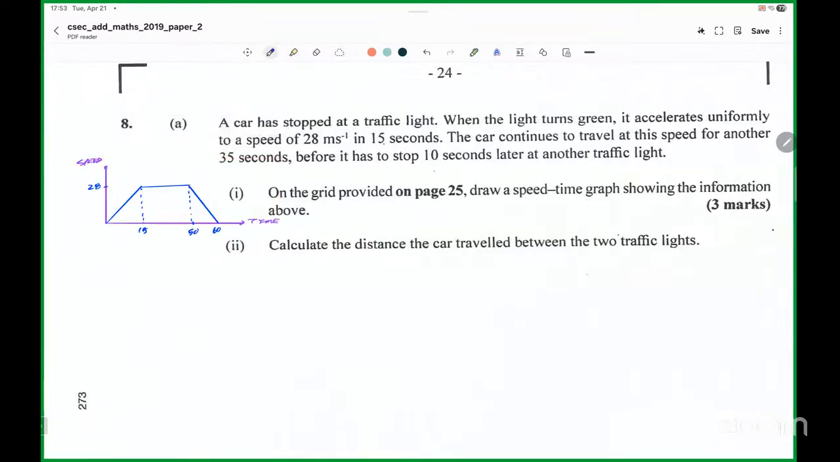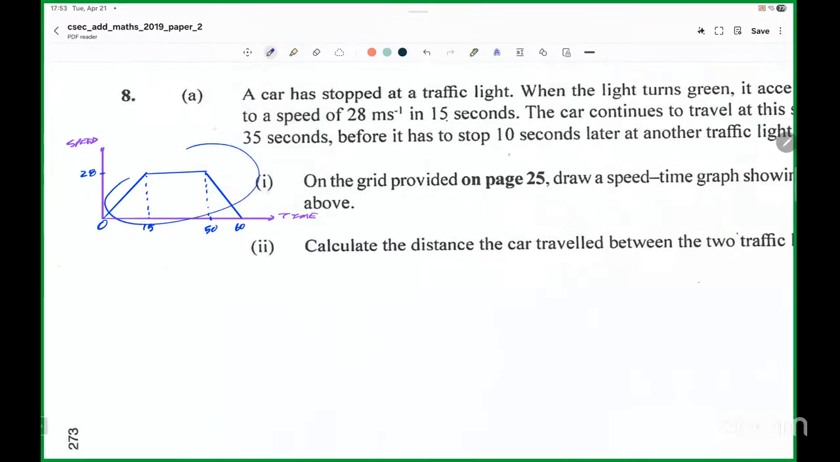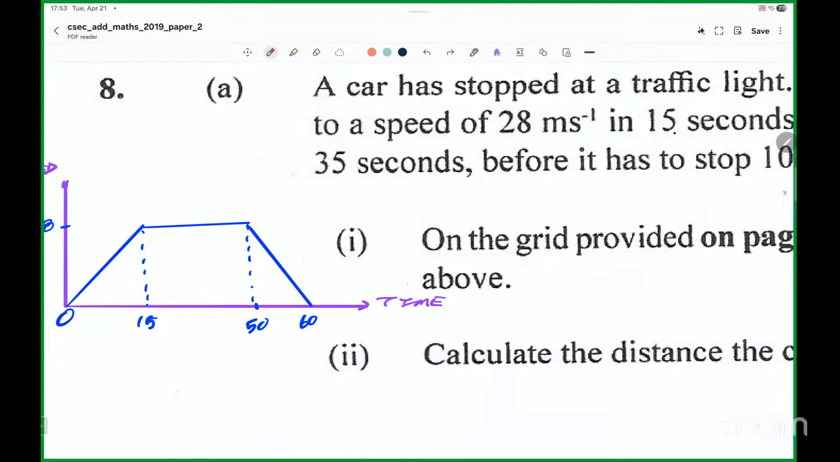Then it says, calculate the distance the car travels between the two stoplights. Distance is area under the graph. You know that, right? Good. Between the two stoplights, from the beginning to the end, it becomes the area of this trapezium here. Put on the dimensions of the trapezium in red. Up here it says 35. Everything across here says 60, as you can see, and in between here says 28.